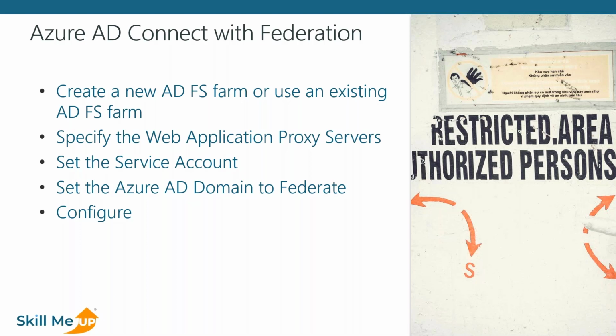This will then ensure that when a user hits your Office 365 tenant, they will then pass in user@domain.com, and it will redirect them to that on-premises Active Directory federated, via the web application proxy server, and then they will then be able to federate and authenticate. So Azure AD Connect will support that design.